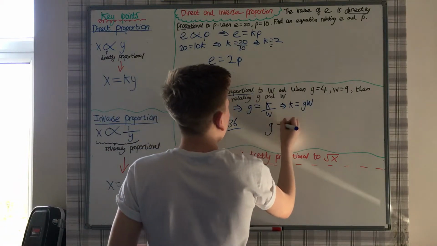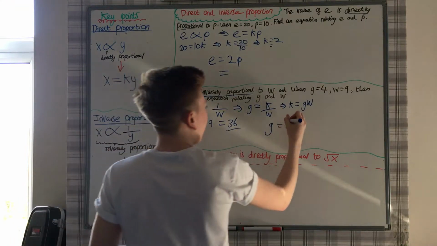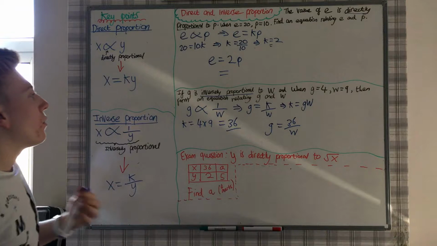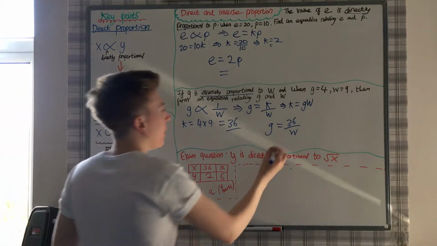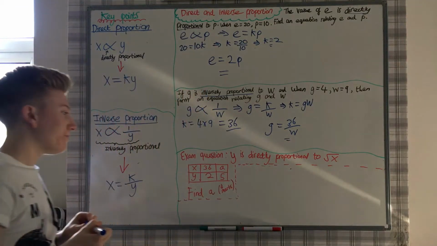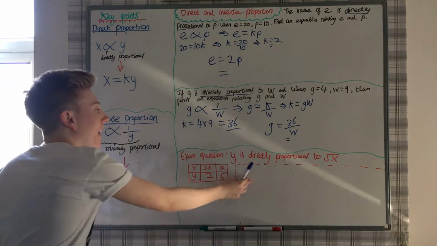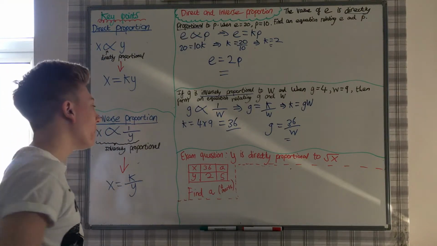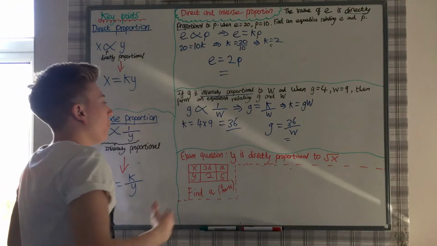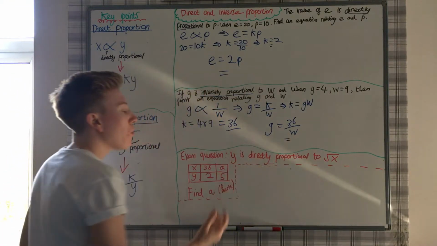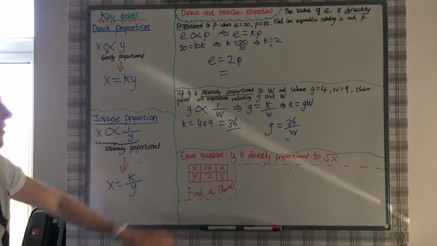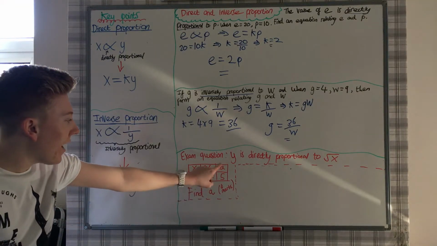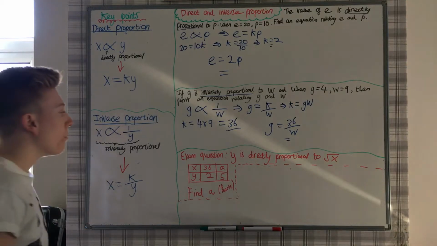So G is just equal to K, which we found to be 36, divided by W. And that's an equation relating G and W, so that will be the full 3 marks. Now the final exam question is actually worth 4 marks because it is a more challenging example. Y is directly proportional to the square root of x. And we have a table here of x and y values, and we're told to find the value of a, which is missing in the table, for 4 marks.